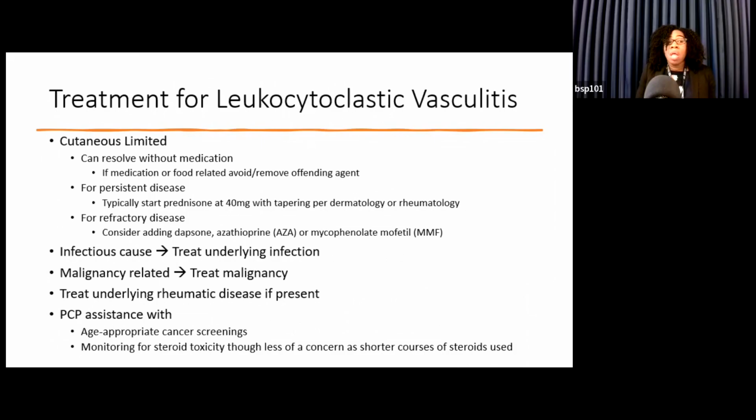Similarly, if the known etiology is a malignancy, treating the malignancy can be helpful. And in the event that there is a rheumatic disease present, we'll be happy to take the lead on treating that underlying disease, which will likely help the rash. For this, we really appreciate our PCP's assistance with, again, checking for malignancy. In this case, people typically aren't on prednisone that long, so monitoring for steroid toxicities is helpful, but since the courses are much shorter, it may not be as relevant.